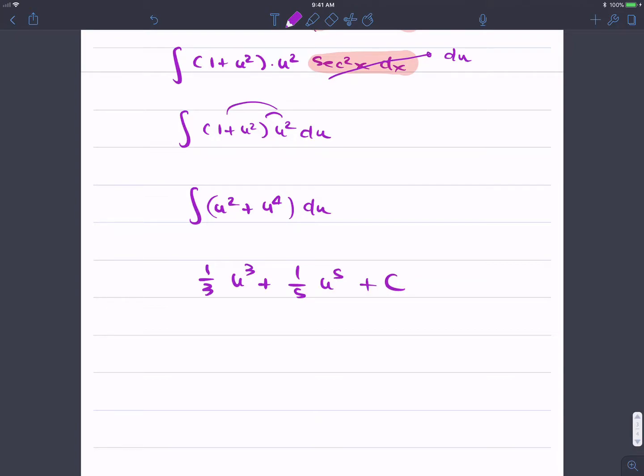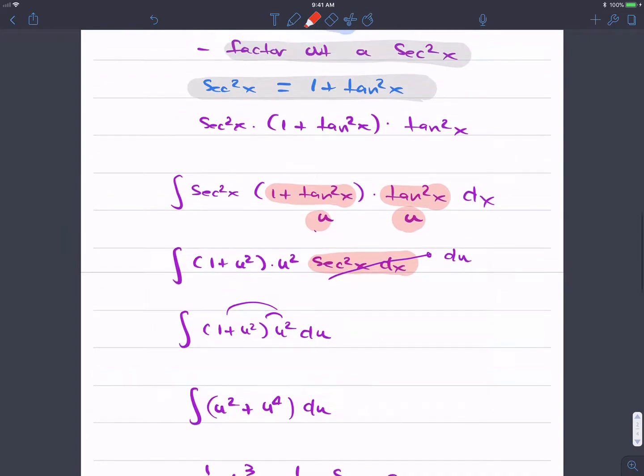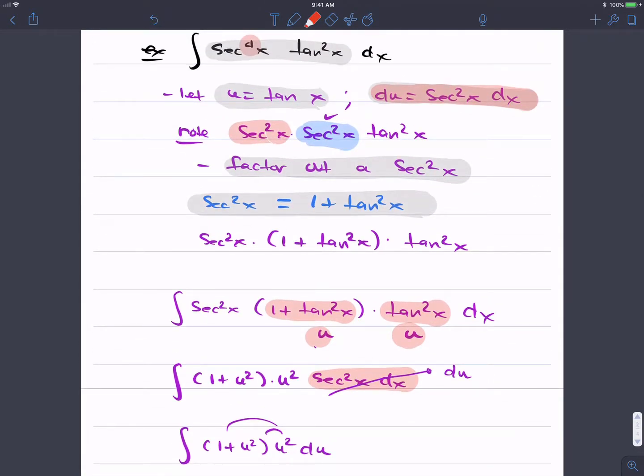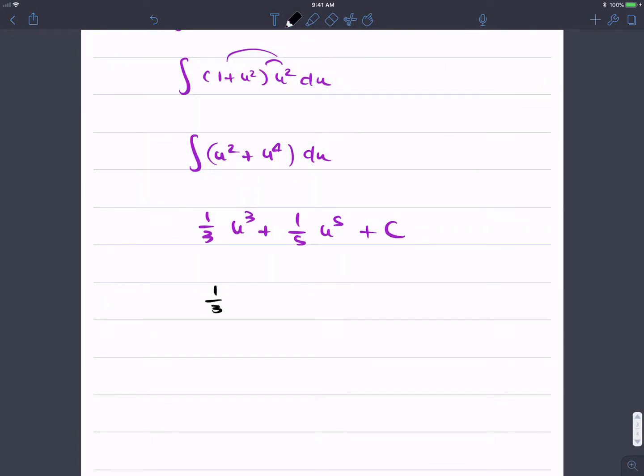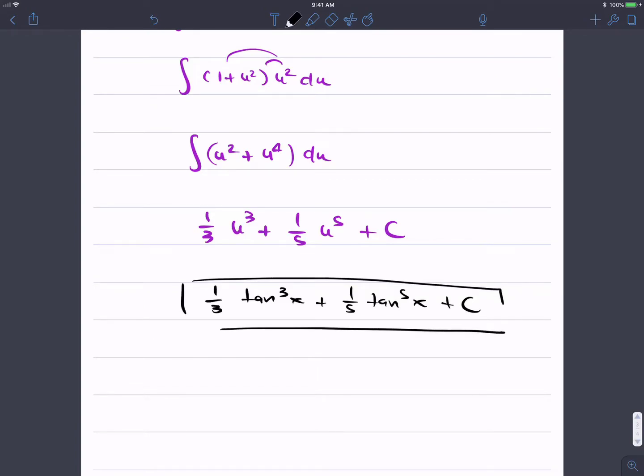Now let's go back and determine what u is again. u is going to be my tangent. So final answer, 1/3 tangent cubed x plus 1/5 tangent to the fifth x plus that c. And there you go. So that's the procedure we're going to essentially use here. And we can move on to another.